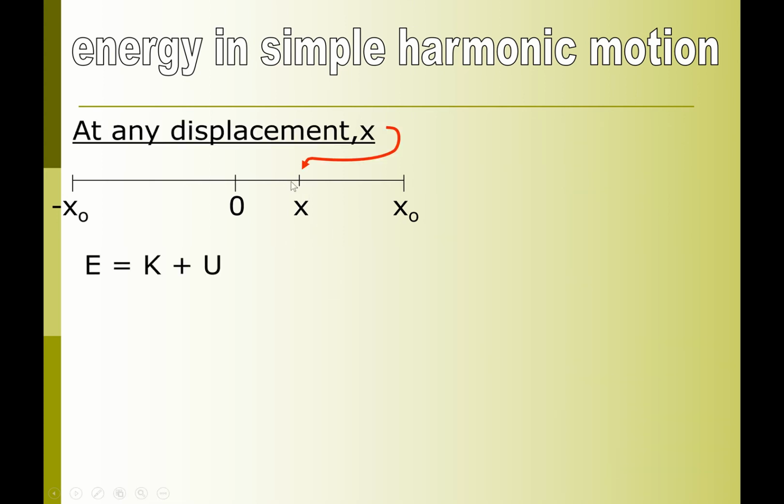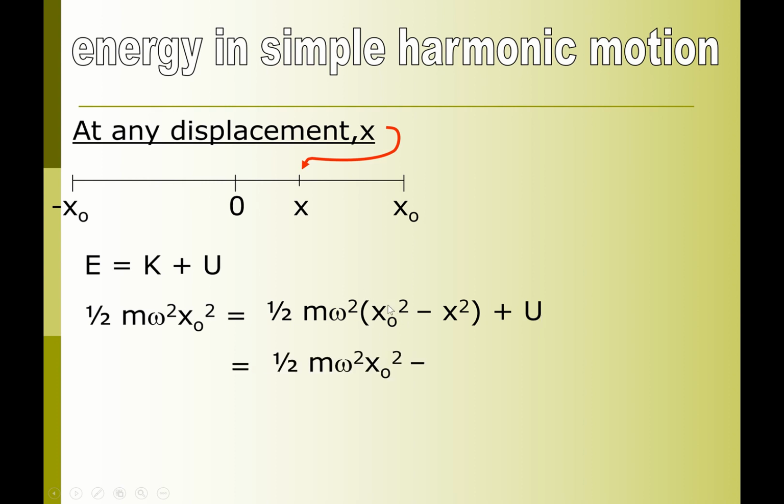Now at any displacement, total energy is conserved. So at displacement x, total energy also equals half m omega squared x naught squared. So the kinetic energy is half m omega squared bracket x naught squared minus x squared, plus the potential energy. From this expression, we can determine the potential energy.